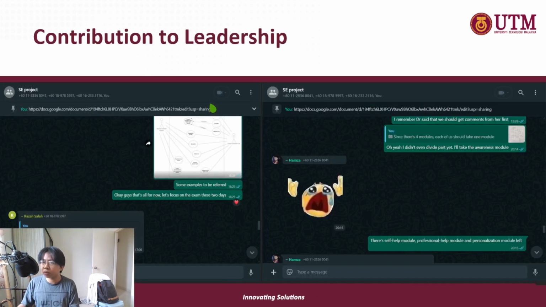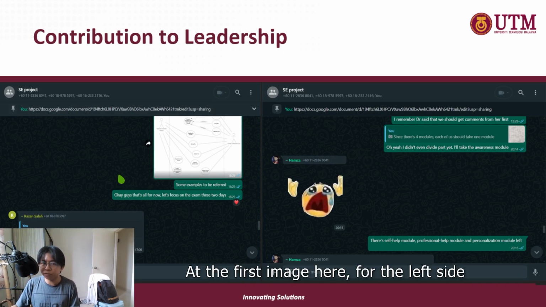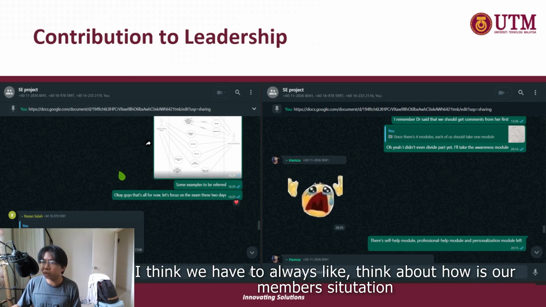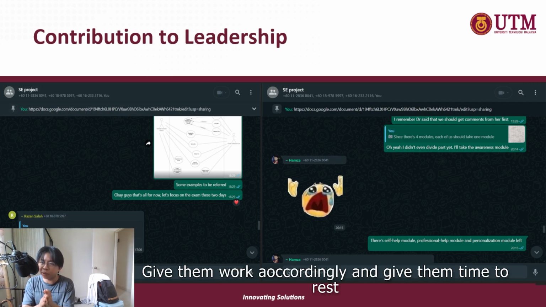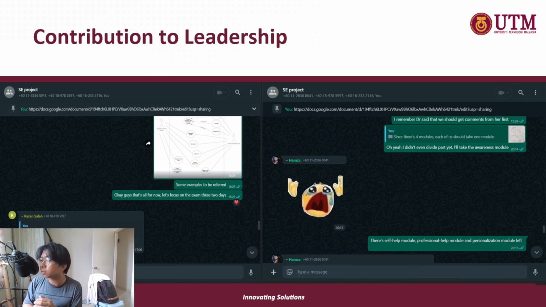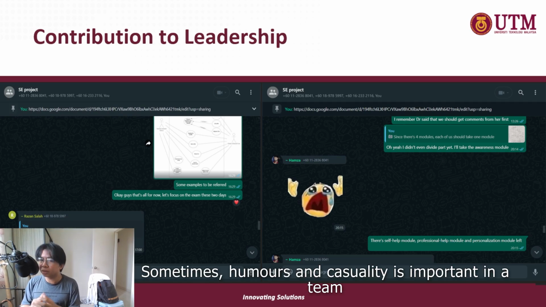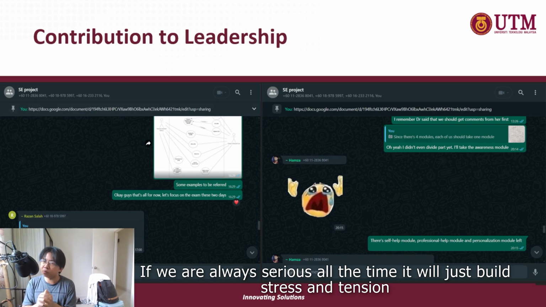Next, this is my contribution to leadership. In the first image on the left side, I think we always have to think about our members' situations and conditions. If they have exams, we have to consider that and give them work accordingly and give them time to rest. For the right side, I think sometimes humor and casualness are important in a team. If we are serious all the time, it will just build stress and tension.